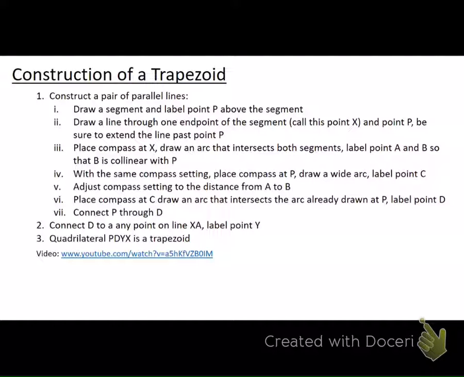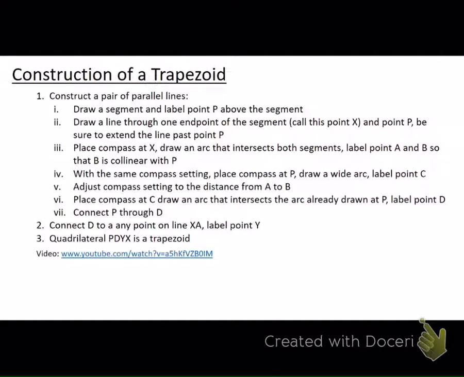Now we're going to adjust the compass setting to measure the distance from A to B. So we're going to put a point at B and one at A and just measure that distance. So I'm measuring the distance with my compass. So all of you should be doing the same thing. Measure that distance with your compass. One point on B, one point on A, and pull it off.